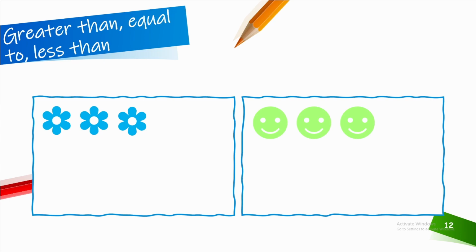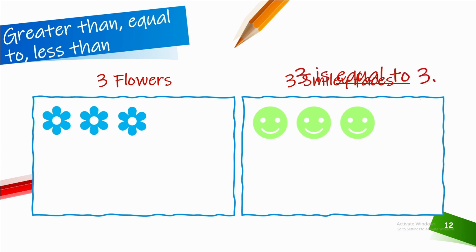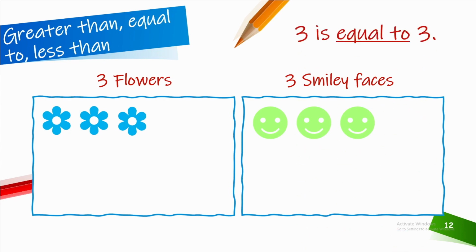Again, feel free to pause the video to complete your work, and once you're done, unpause so you can check your answer. Good luck! All right, let's go over the answers. There are 3 flowers and 3 smiley faces. That means that both groups are equal to each other. So 3 is equal to 3. Okay, I have one more problem for you to practice with.